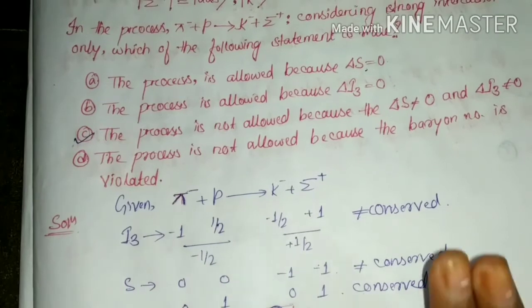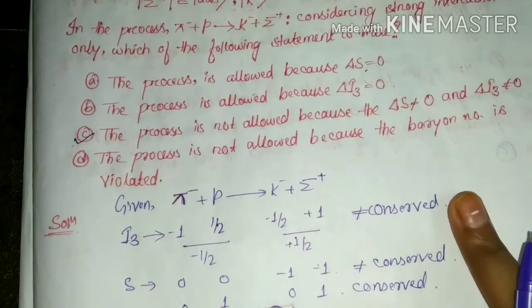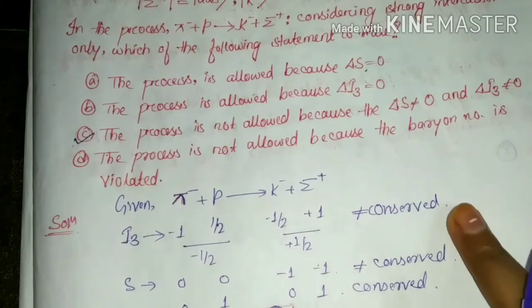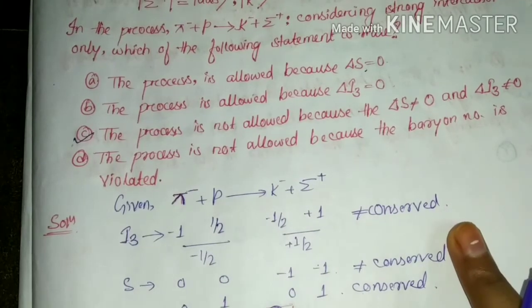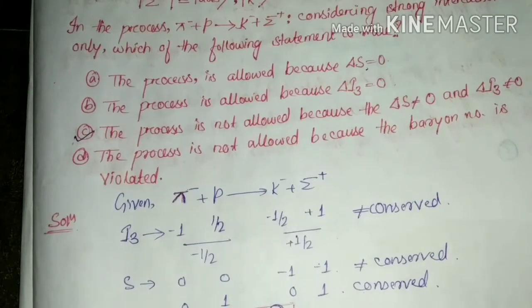The correct option is the process is not allowed because delta S and delta I3 are not equal to 0. So the correct option is option C. Now let's come to the next question.